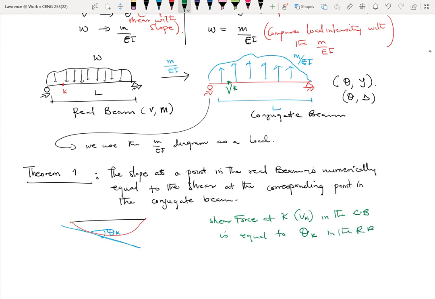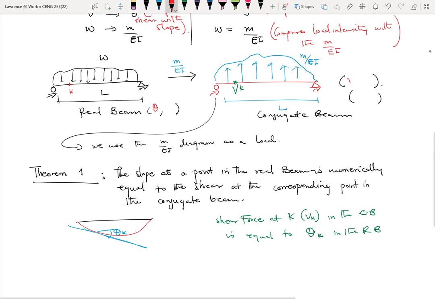Okay. So to not confuse you guys, let me just flip these two. It doesn't really affect us that much. Let me just flip these two so that it makes it easier for us. So that if you're looking for theta in the real beam, that theta corresponds to shear in the conjugate beam. And then if you're looking for the deflection delta or y in the real beam, that corresponds to the moment at that particular point in the conjugate beam.